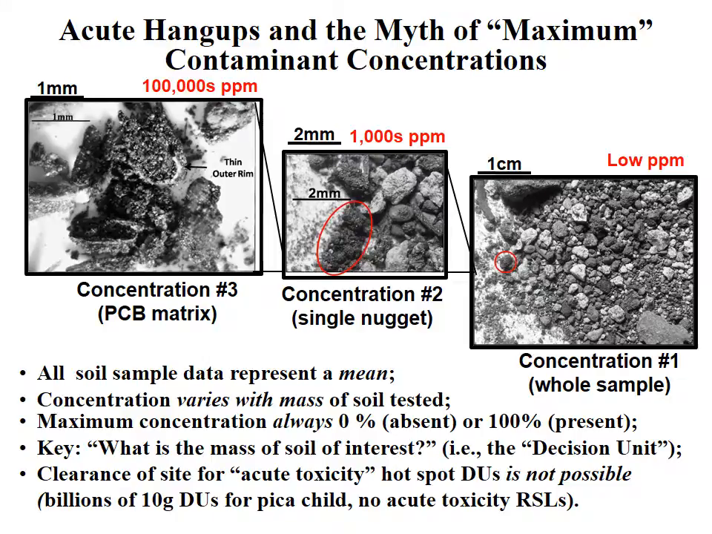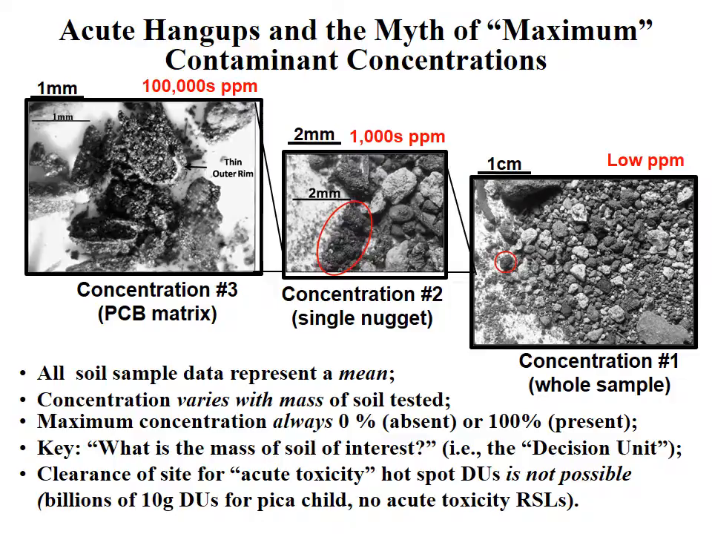If you look at the bottom bullet down there, for one thing, it's not possible to test every 10-gram mass of soil that might be considered to pose an acute risk. If a child happened to eat a spoonful of soil, there also are no toxicity factors in most cases to develop screening levels for acute toxicity.